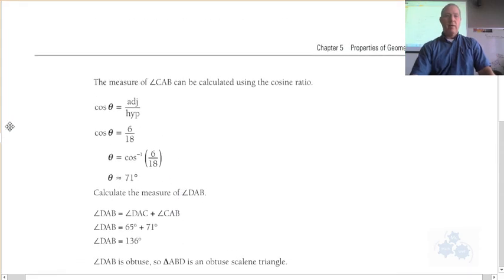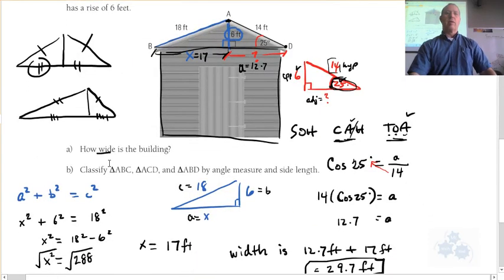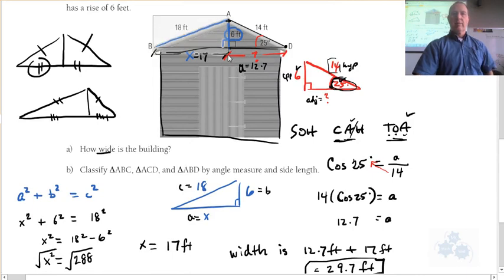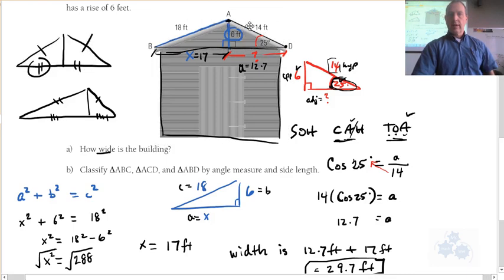All right, let's take a look at B here, I guess. What's B? B says, classify ABC, so that's this triangle over here, the first one on the left, and ACD, so ACD is the one over here on the right. And then also ABD, so that's the big triangle here. So classify that by angle measure and by side length. So let's just talk that out, okay?